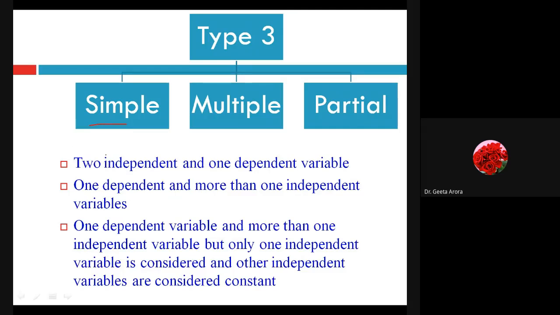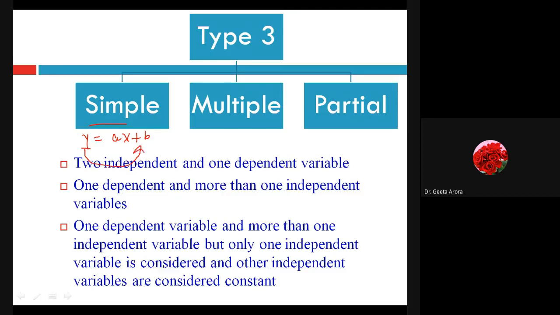Simple means we have only one independent and one dependent variable, and if I write it down, it can be of the form y is equal to ax plus b. That is what we are going to study. We are going to study a simple and linear correlation, when one dependent variable y is depending upon x.